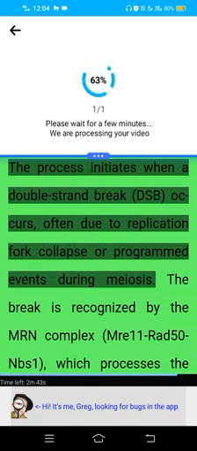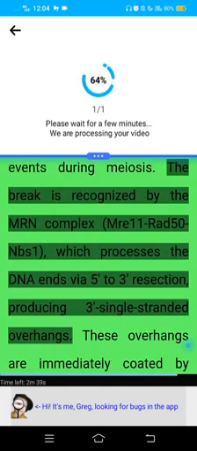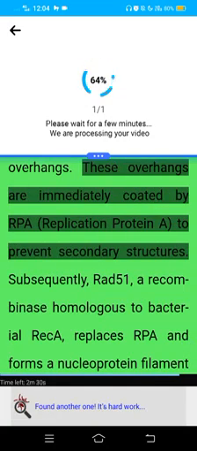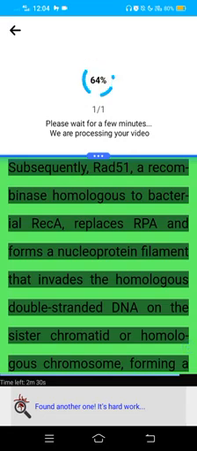The break is recognized by the MRN complex (MRE11, Rad50, NBS1), which processes the DNA ends via 5' to 3' resection, producing 3' single-stranded overhangs. These overhangs are immediately coated by RPA, replication protein A, to prevent secondary structures. Subsequently, Rad51, a recombinase homologous to bacterial RecA, replaces RPA and forms a nucleoprotein filament that invades the homologous double-stranded DNA on the sister chromatid or homologous chromosome, forming a D-loop, or displacement loop.